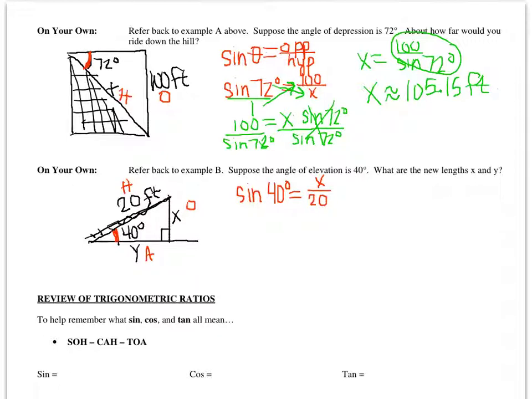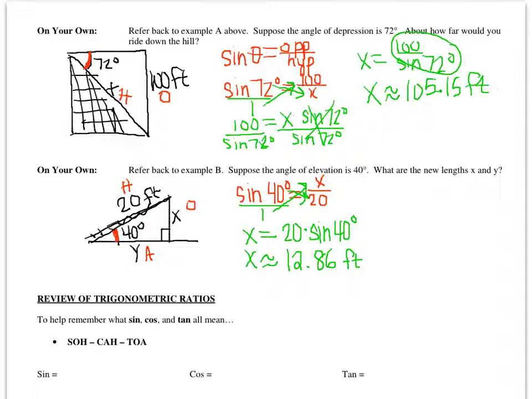If I change that into a proportion, put it over 1, I can cross multiply. 1 times x is x, equals 20 times the sine of 40 degrees. So x is about equal to, if you put that into your calculator, 12.86. And my unit there would be feet.